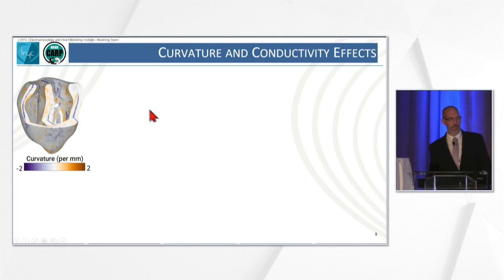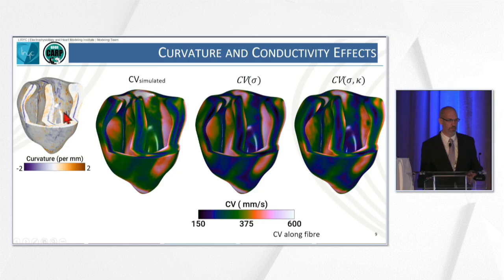So to look at the effect of curvature and conductivity on propagation velocity, I took the curvature map. To explain this a bit, on the left figure is the conduction velocity that was measured in the simulation. So we took the activation times and the conduction velocity. For this middle conduction velocity, I took the activation map. Then at each instant in time, I figured out the normal direction, which lets me figure out the conductivity. And then strictly using that conductivity, I computed the conduction velocity.